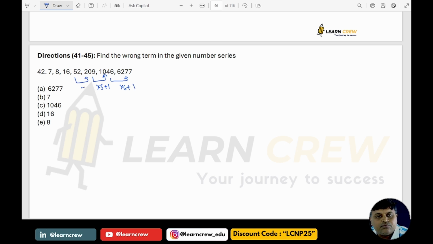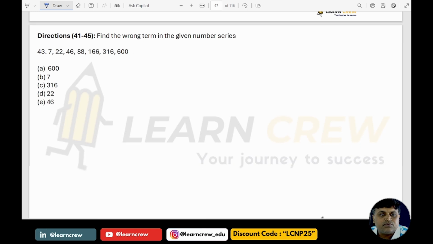It is into 4 plus 1. It has to be into 3 plus 1. It has to be into 1 plus 1. It has to be into 2 plus 1. It has to be into 3 plus 1. 8 into 2 plus 1 is 17. So wrong number is 16. Wrong number is 16. Now next question.